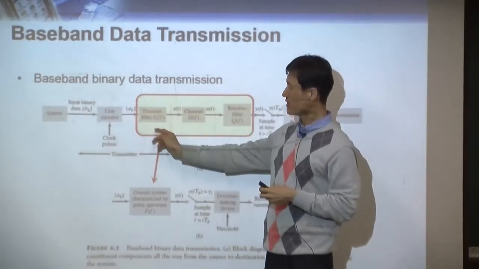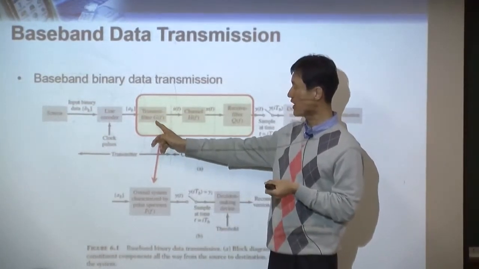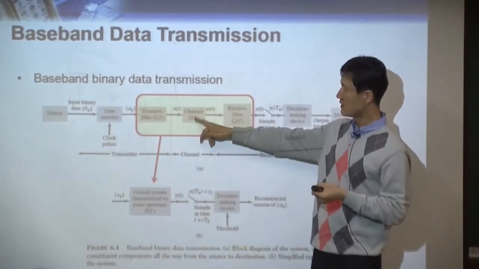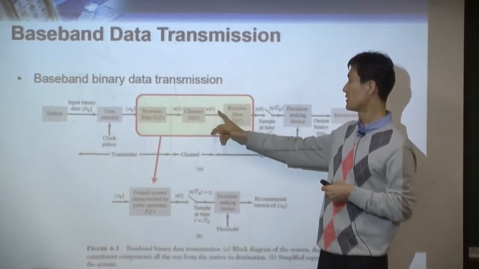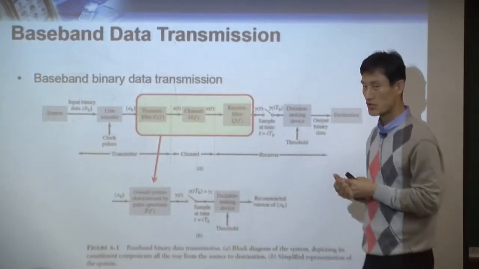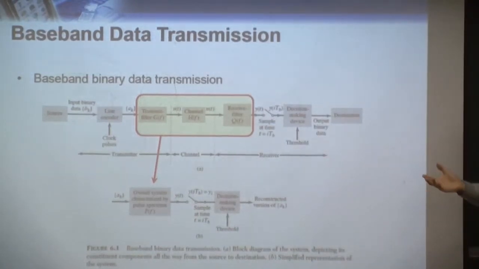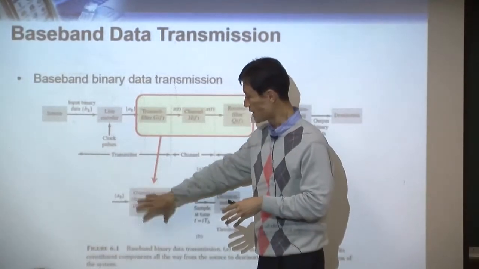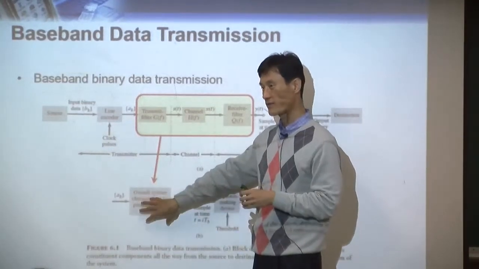So this transmit filter, in frequency domain, we have a frequency response GF. Channel, we call it HF. Receive filter, we call it QF, in frequency. So we have three different blocks, but put them all together, they make a PF. Once you change this model into this way, what is the goal of this PF?